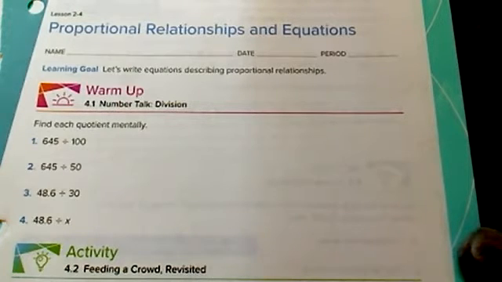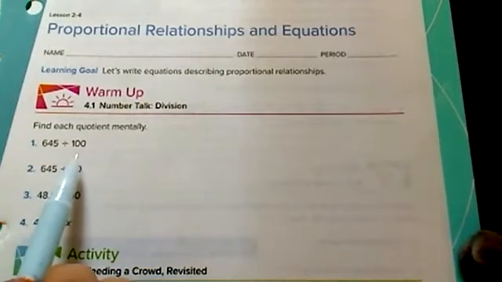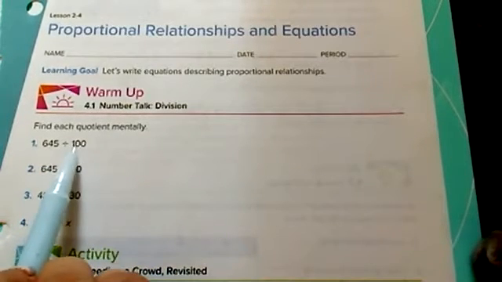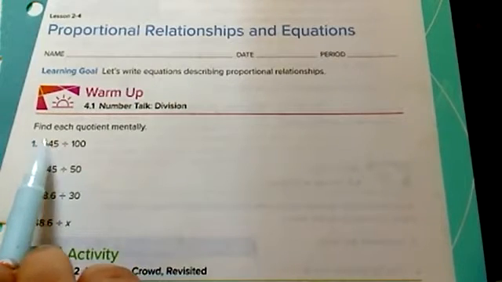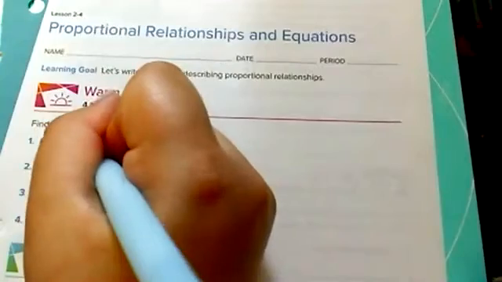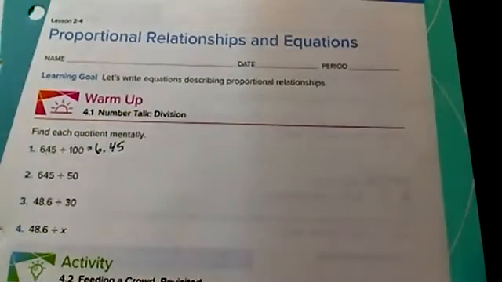All right, welcome back. So we have 645 divided by 100. Remember, anytime we're dividing by 100, we can just move our decimal place over 2 values. So we'll end up with an answer of 6.45 or 6 and 45 hundredths.